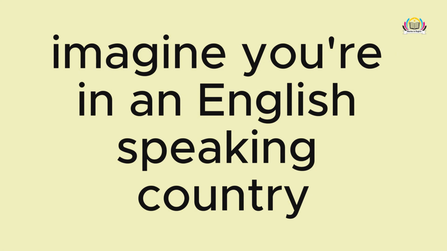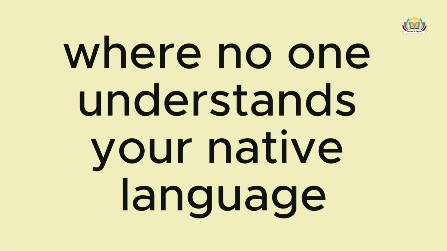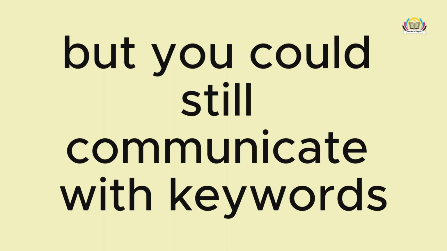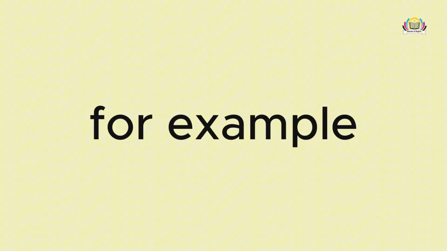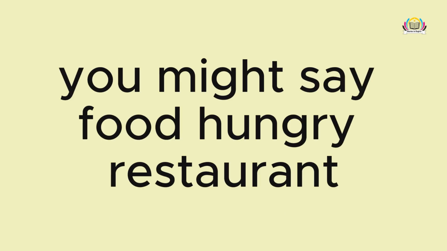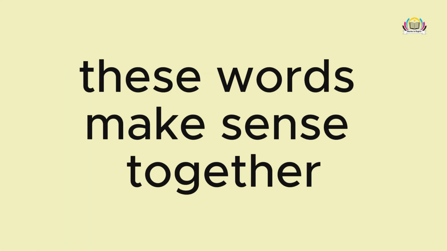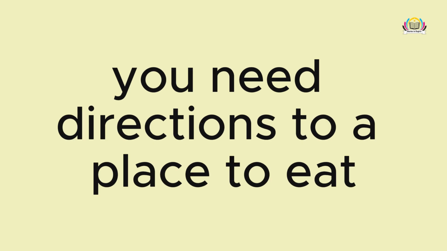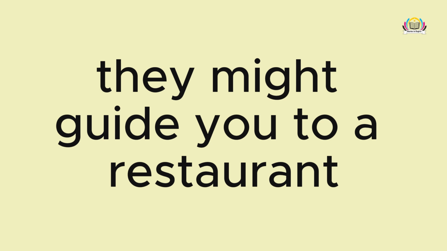Imagine you're in an English-speaking country where no one understands your native language. You might not know the exact grammar, but you could still communicate with key words. For example, if you're hungry and need to find a restaurant, you might say, food, hungry, restaurant. These words make sense together, and the listener will understand that you need directions to a place to eat. They might guide you to a restaurant or tell you where to go.